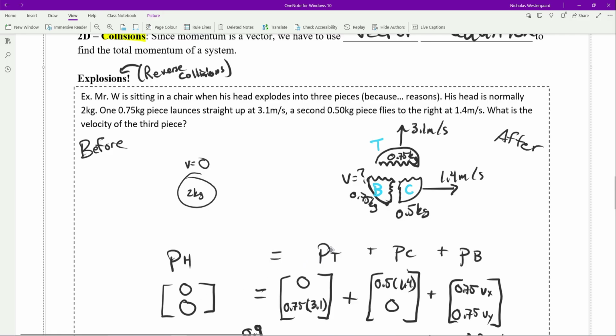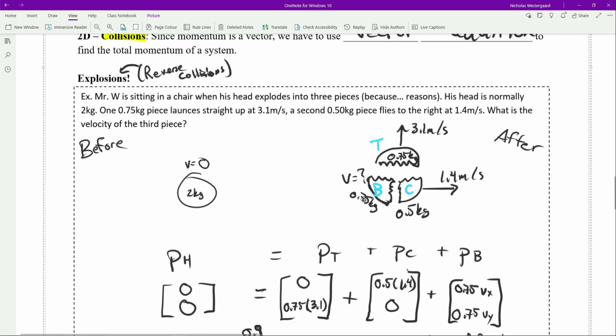Looking at the top part, what I see here is going straight upward, so it should have 0 x component, and its momentum would be mass times velocity. So there's mass times velocity, and it's all y component. And part C here is going to the right, so it has 0.5 times 1.4 as its x component, but it has no y component, so that's why I put in 0 for its y component.